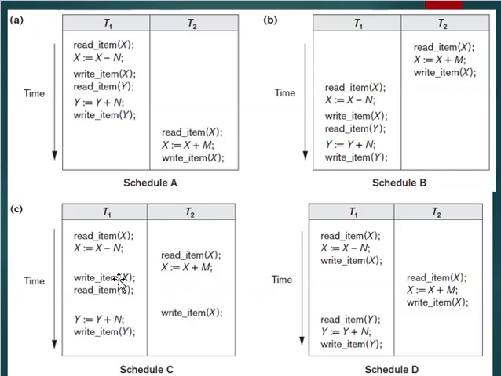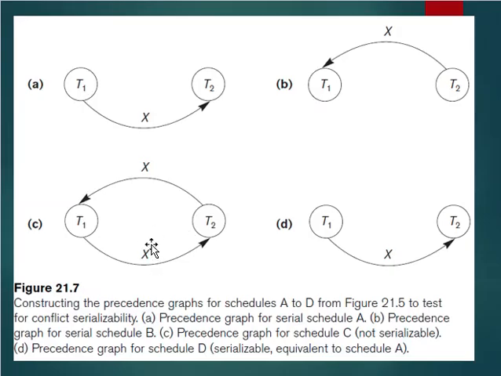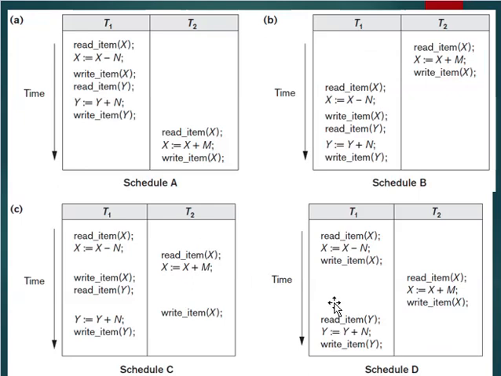So the first executed conflict operation is in T1, followed by the conflicting operation in T2. So you have to draw another edge from T1 to T2 and mark X. So here you can see a cycle in this graph that indicates schedule C cannot be serializable. Then next we can look into schedule D.